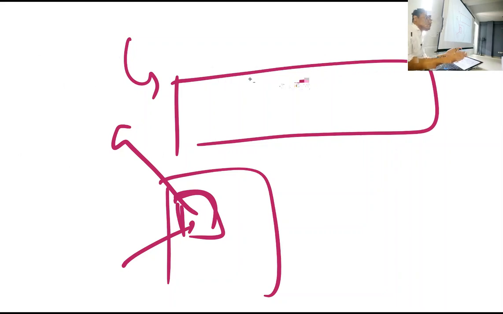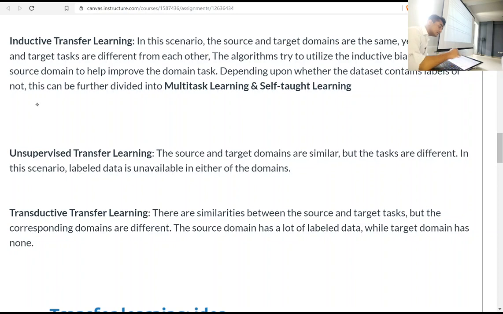Self-taught learning, depending upon whether a dataset contains labels or not. So self-taught learning would be that you're teaching yourself that this looks similar, what Apple is doing on your phones right now. We are going to look at another scenario where we don't have labels. Now second is unsupervised transfer learning. The source and the target domains are similar, but the tasks are different. In this scenario, label data is unavailable in either of the domains. We do not have labels in both the domains, right? And the best example for this is reinforcement learning.